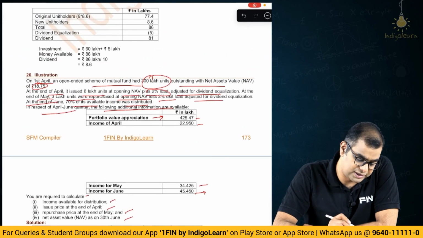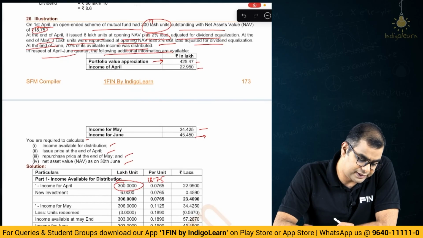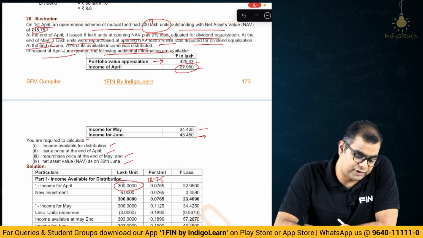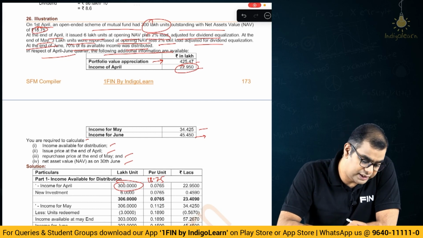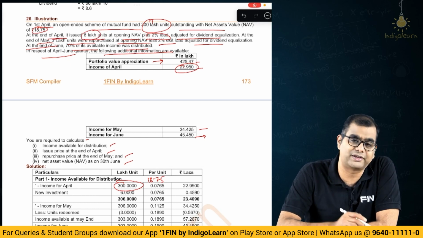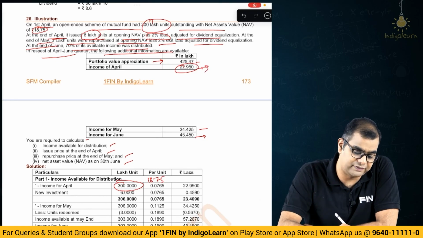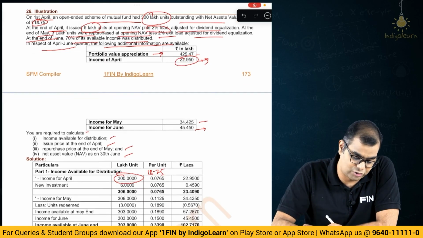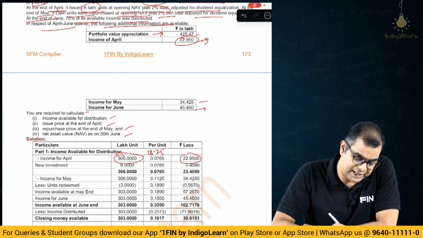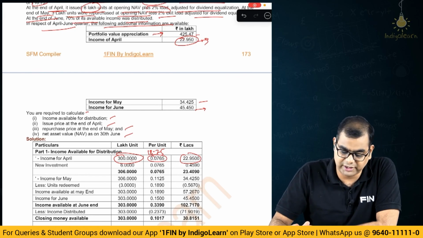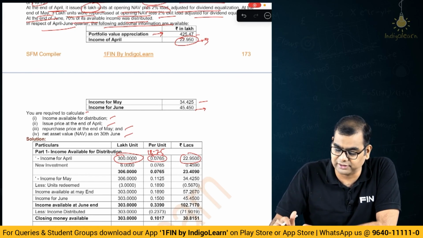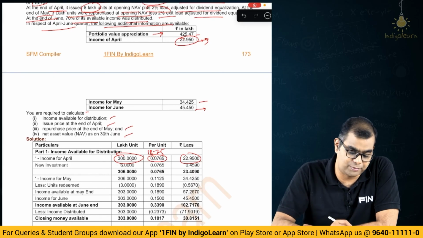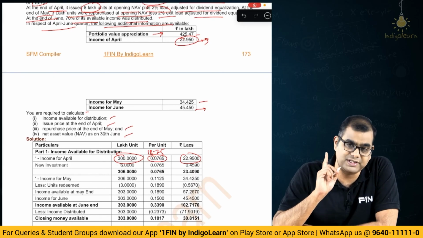Original NAV was 18.75. Now, what happened? For the month of April, it had 22.95 as income. Now, in end of April, it also issued 6 lakh units. Now, this income of 22.95, is it for the new units or is it for the old units? It is only for the old units. So, you take 22.95 lakhs, divide by 300 lakhs, you get 0.0765. 22.95 divided by 300, 0.0765. So, per unit, you are getting a 0.0765 income.